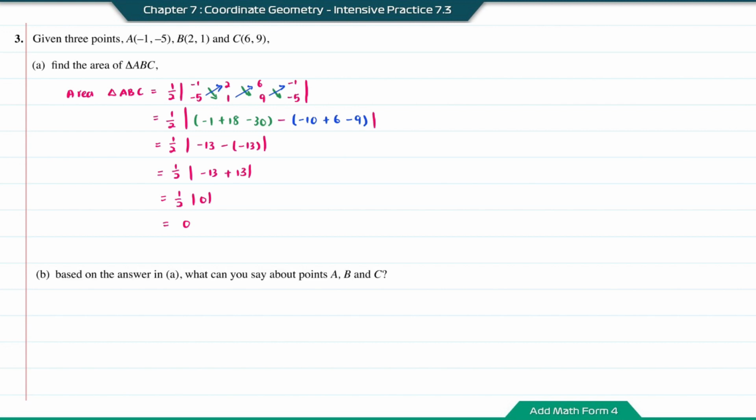Question B. Based on the answer in A, what can you say about points A, B, and C? As the area of the triangle ABC is equal to 0, then we can say the points A, B, and C are collinear.